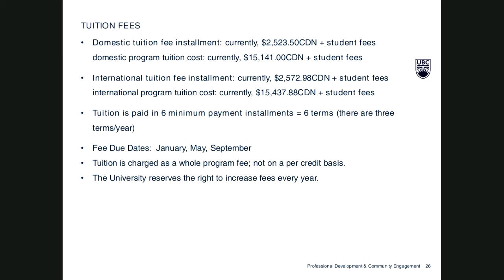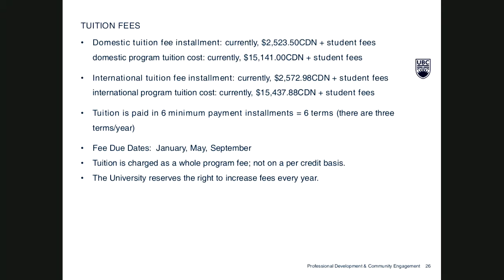If you're an international applicant, the installment firstly would be $2,572.98 Canadian plus student fees. And currently the program tuition cost, if you're an international applicant, is $15,437.88 Canadian plus student fees. Now the tuition is paid in 6 minimum installments, so that equals 6 terms, your 2 years. And fees are typically paid 3 times a year, January, May, and September.